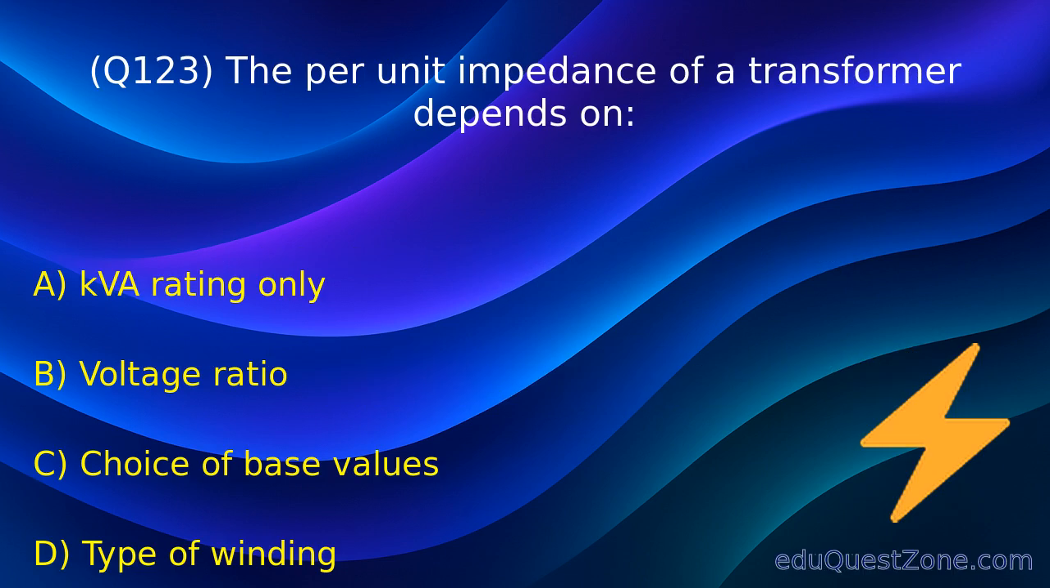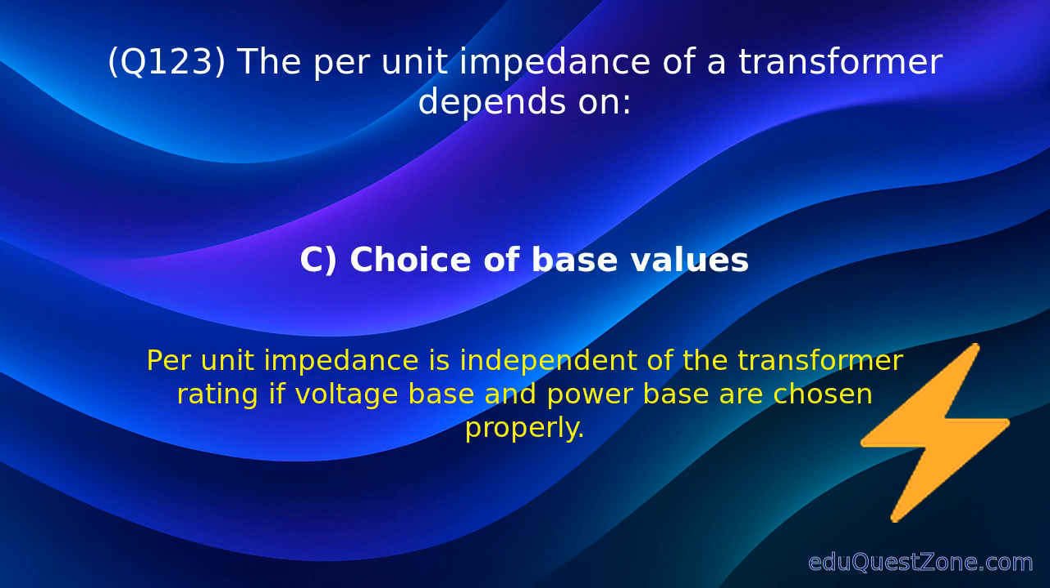Question 123. The per unit impedance of a transformer depends on... Option C, choice of base values. Per unit impedance remains constant across ratings when bases are properly selected.